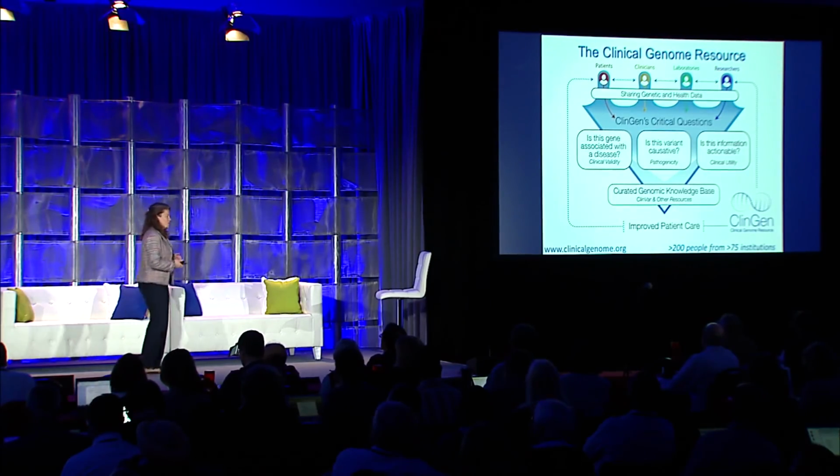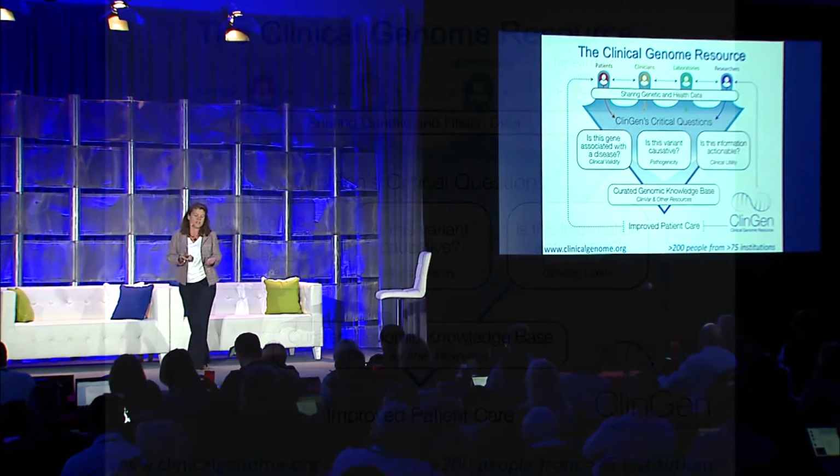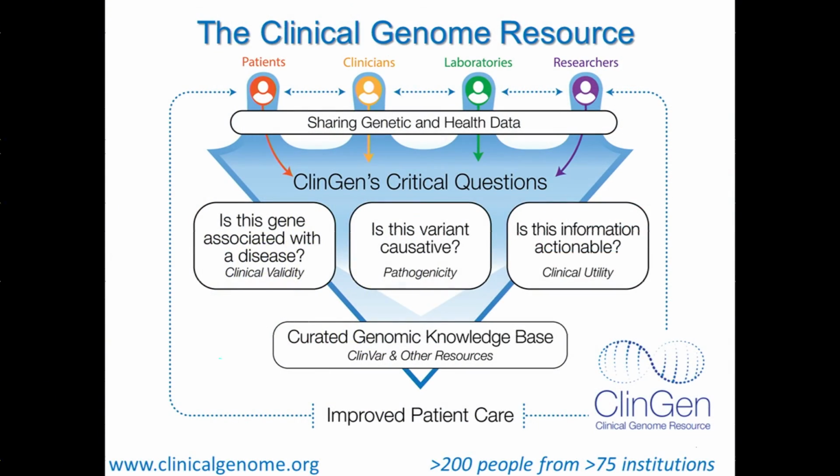So this is just a diagram of thinking about how the ClinGen project, which I'll talk about first, is orchestrated. It really starts with sharing data from patients, clinicians, laboratories, researchers, and then asking critical questions of that data. Is this gene associated with disease? Is this variant pathogenic? Is this information actionable for a patient? And through that process, really forming a curated genomic knowledge base that can be used to improve patient care.